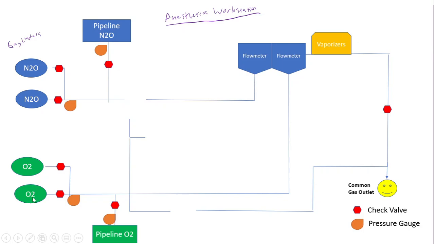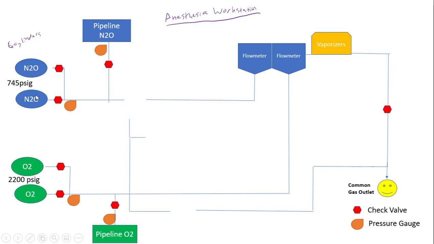So let's focus on our oxygen E-cylinder. The pressure within each oxygen E-cylinder tank is 2200 psig. So you have a high pressure of oxygen that's stored in this E-cylinder. Likewise, you have a high pressure, 745 psig, of nitrous oxide gas stored in our nitrous E-cylinder.